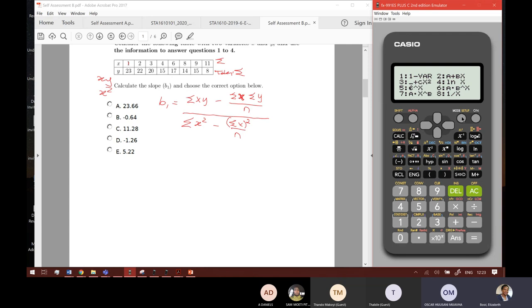Number 1 is lin, number 2 is log, and number 3 is exp. Okay, number 1 is lin, L-I-N. Yeah, it's fine. Press lin. It turned red, but nothing is showing here.